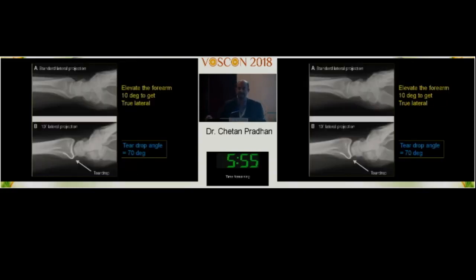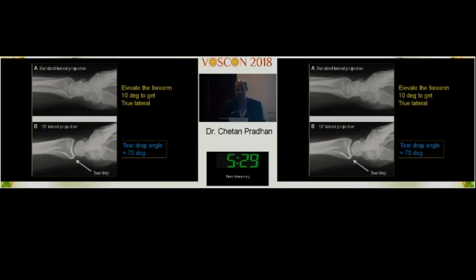Ideal views when you take for lower end of radius should be 10 degree elevated to accommodate for the angulation of the articular surface of the radius. So once you take a standard elevated 10 degree lateral view, then there are 2-3 things that you must look for. One is, this is preoperatively, I'm not talking about intraoperative imaging as yet.